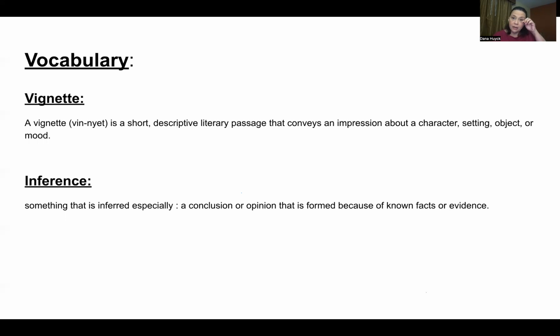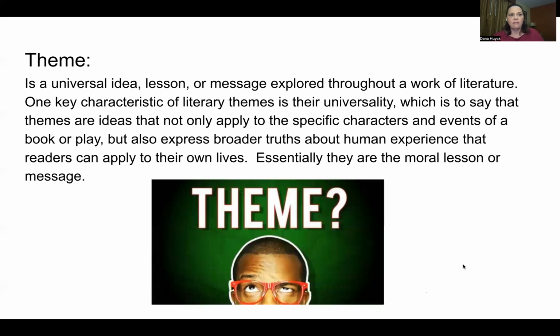Does anybody know any other word that might mean the same thing as an inference? You might have heard it in, let's say, science. Alexis. Yes, it is a hypothesis. A hypothesis and an inference is the exact same thing. They use hypothesis in science. We use inferences in English. Exact same thing. So remember, it's an educated guess based on facts or evidence. All right, so let's dive right into it.